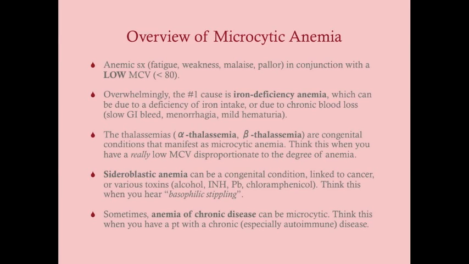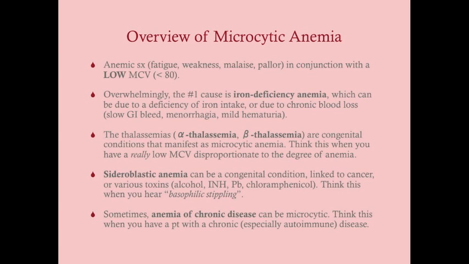Hi again, everybody. So this will be a talk on microcytic anemia. And microcytic anemia is anemia, so anemic symptoms, fatigue, weakness, malaise, pallor, in conjunction with a low MCV. MCV is mean corpuscular volume. It's the average size of the red blood cells in the circulation. So it's normally 80 to 100 femtoliters. With a low MCV, it will be below 80.